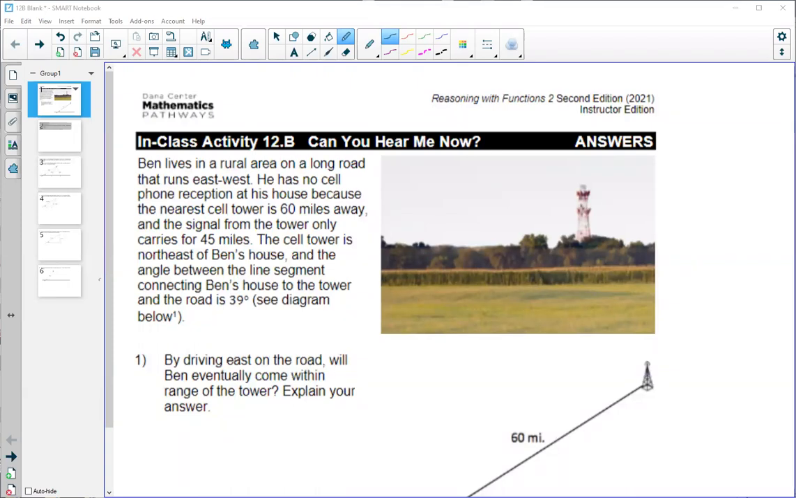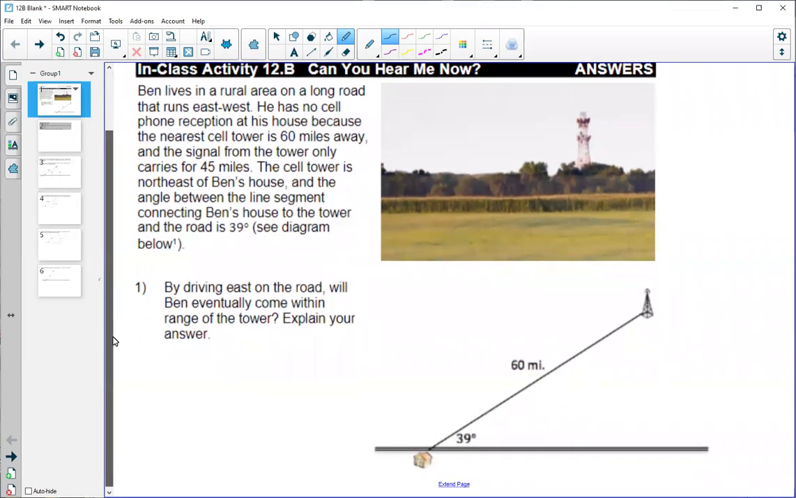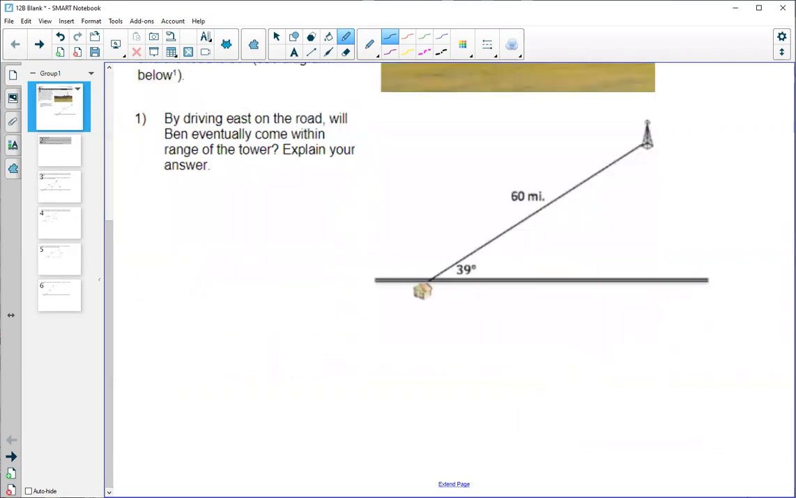See diagram below. Let me just scroll down a bit so we can include the diagram. Part 1 says, by driving east on the road, will Ben eventually come within range of the tower? Let me expand the page here. And the answer is, we can put yes, he will come within range of the tower.